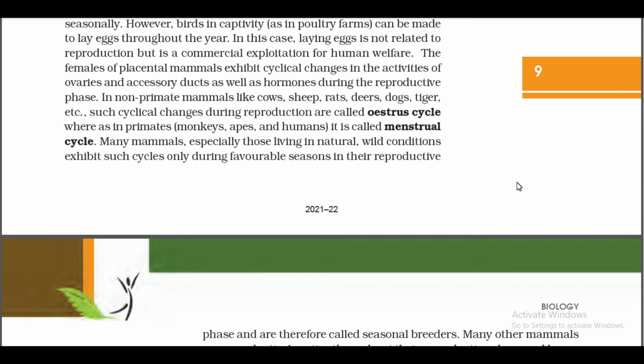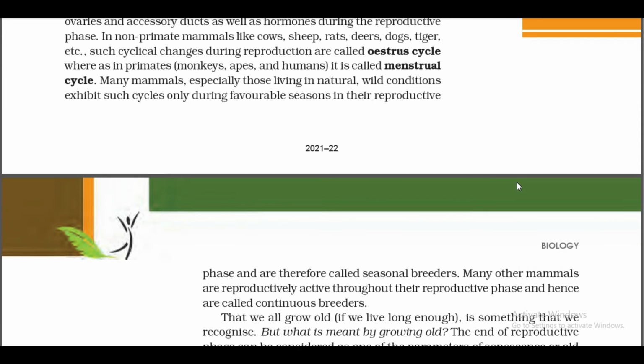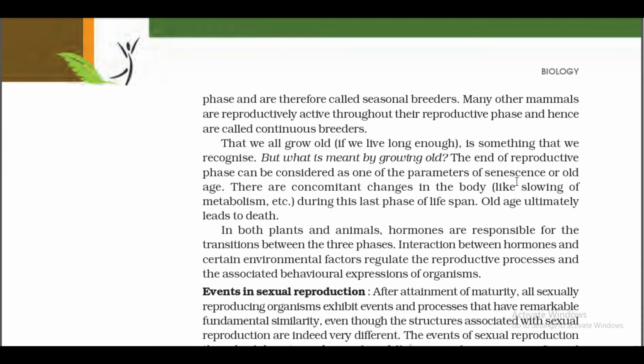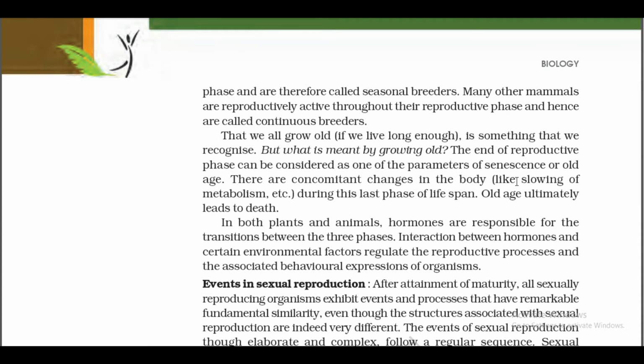Many mammals, especially those living in natural wild conditions, exhibit such cycles only during favorable seasons in their reproductive phase and are therefore called seasonal breeders. Many other mammals are reproductively active throughout their reproductive phase and hence are called continuous breeders.